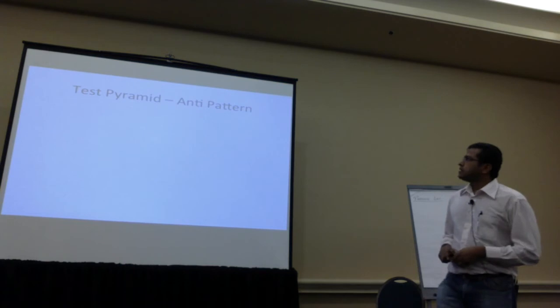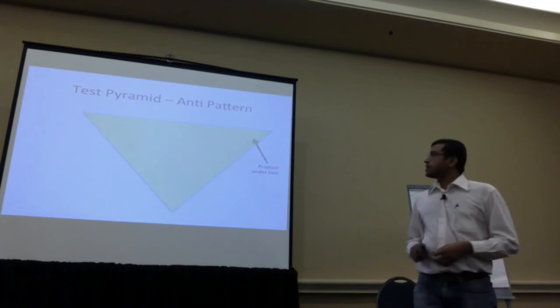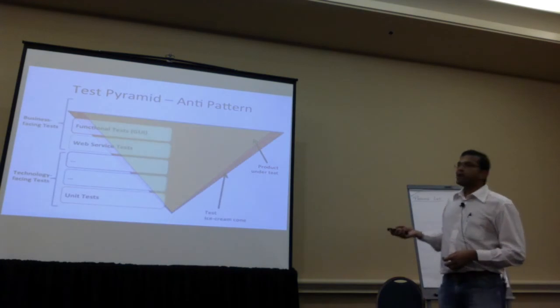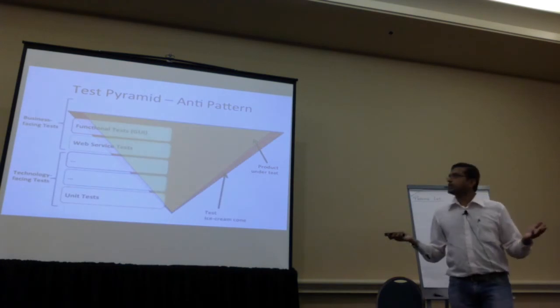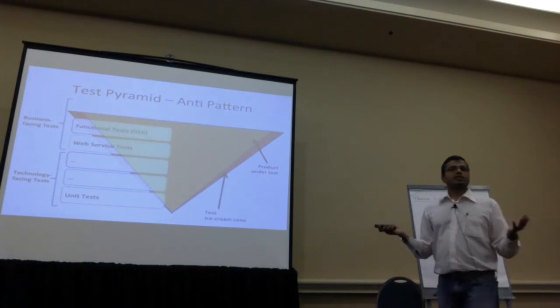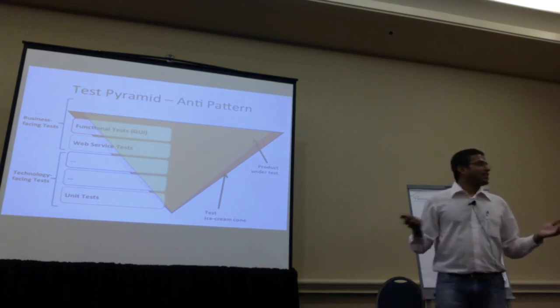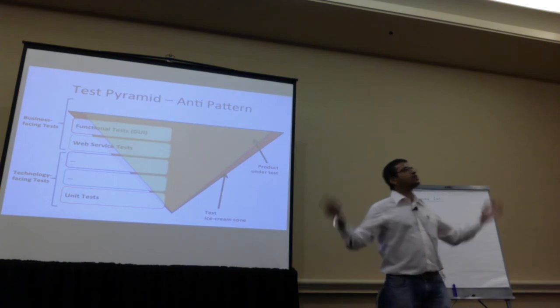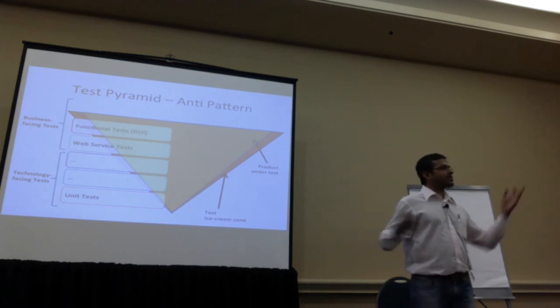The second anti-pattern is what we call the ice cream cone effect. The product under test is still the inverted pyramid, but now the test automation pyramid is also inverted. Can anyone relate with this? Yeah? You've got a minimal number of unit tests. You've got a huge set of functional tests. Does that work for you?